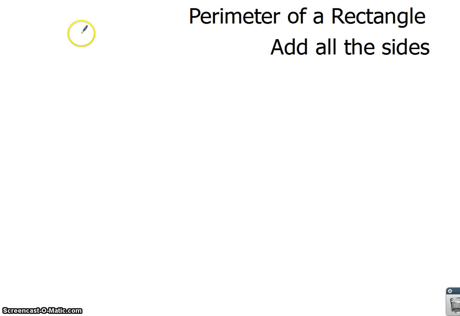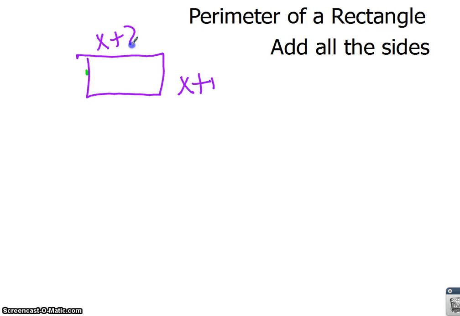Perimeter of a rectangle means to add all sides. What they're going to do is try to combine a few things. They're going to give you a rectangle. They're going to say x plus 1 and x plus 2. And to find the perimeter, you're going to have x plus 1 plus x plus 2 plus x plus 1 plus x plus 2.